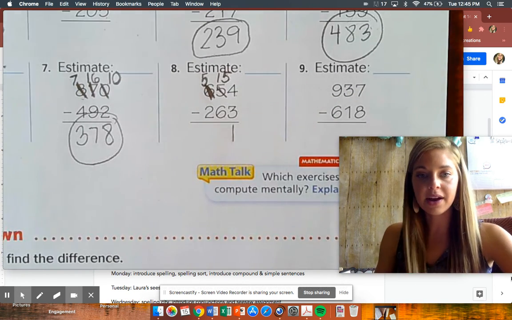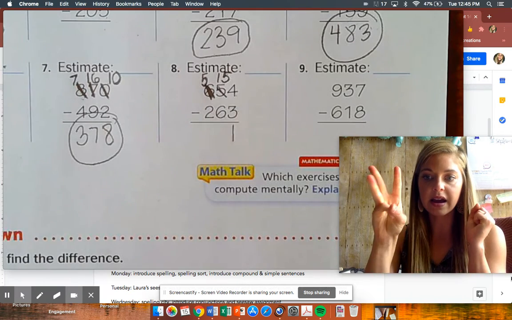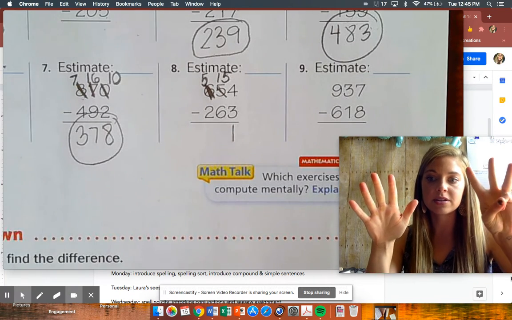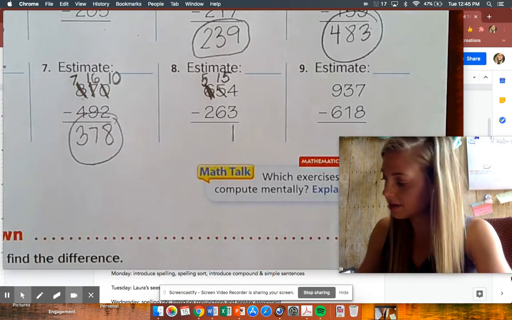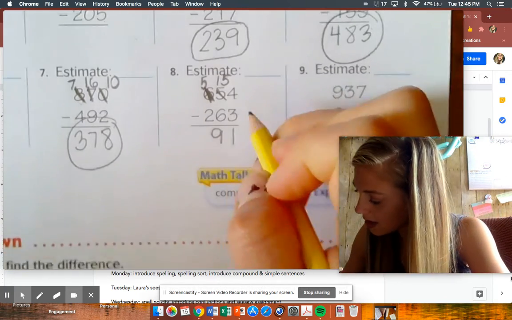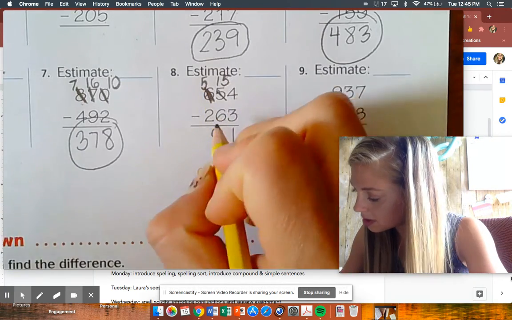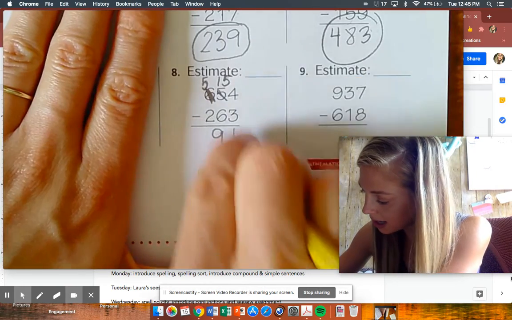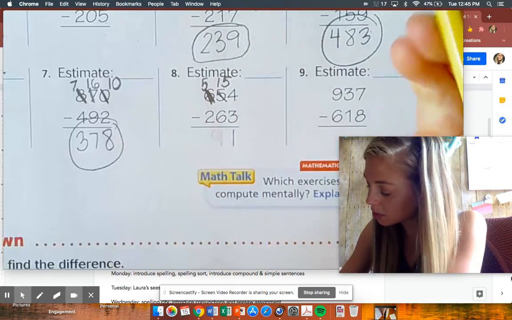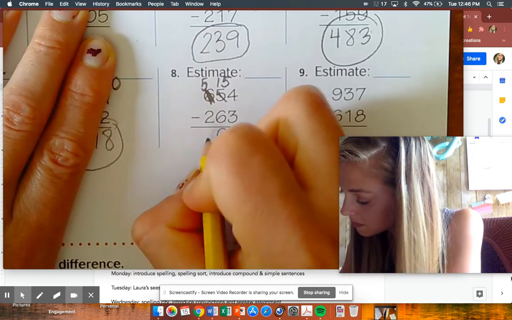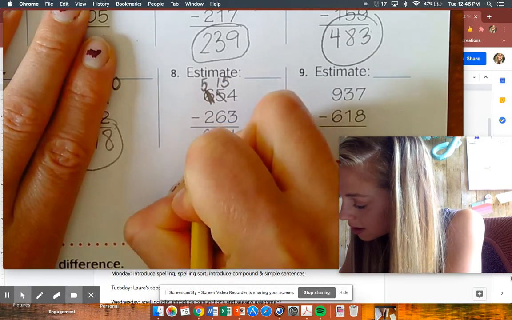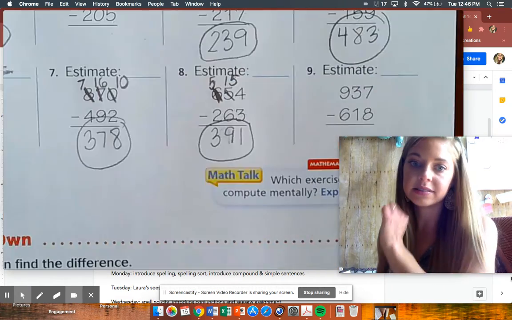Remember, you can always count up. 6, 7, 8, 9, 10, 11, 12, 13, 14, 15. Okay, that is 9. And then 5 minus 2. Oops, I didn't really line up my place value there very well, so I'm going to fix that. Here we go. 5 minus 2 is 3. 391 is the right answer.